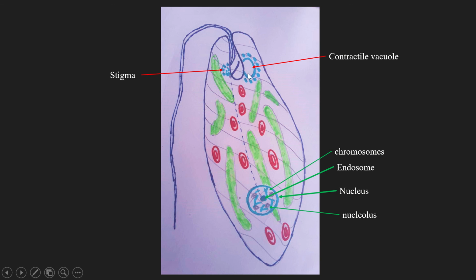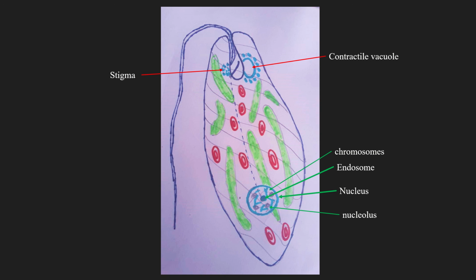Then there is another structure opposite to the contractile vacuole: a shallow cup-shaped red pigment spot, called the eye spot or stigma. It is found near the reservoir. The stigma and the paraflagellar bodies together form the photoreceptor apparatus.